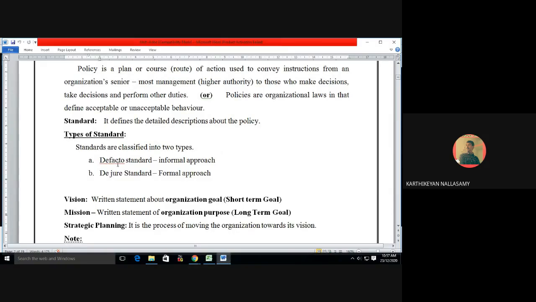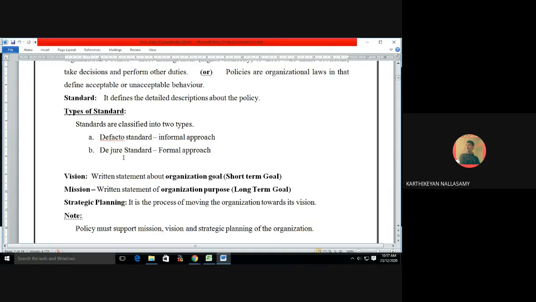De facto means an informal approach, with the help of which we provide the policy details to the employees. A de jure standard means that we follow a formal approach for giving a description of it.